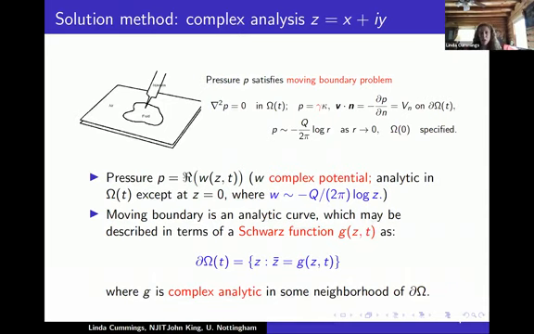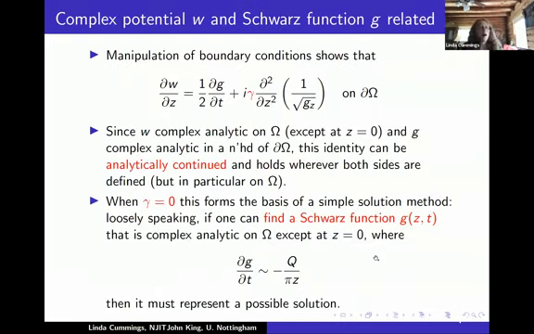And some of you may be familiar with it, some of you may not, but it's just one way to represent the free boundary. But what's convenient is that as long as your boundary curve is an analytic curve, then the Schwarz function is guaranteed to be complex analytic in some neighborhood of that curve. Now, how does that help us? Well, you can show that there's a deep relation between the complex potential W and the Schwarz function of the boundary curve. So if you manipulate the kinematic boundary condition and the dynamic boundary condition, then you can show that on the boundary, they're related as follows.